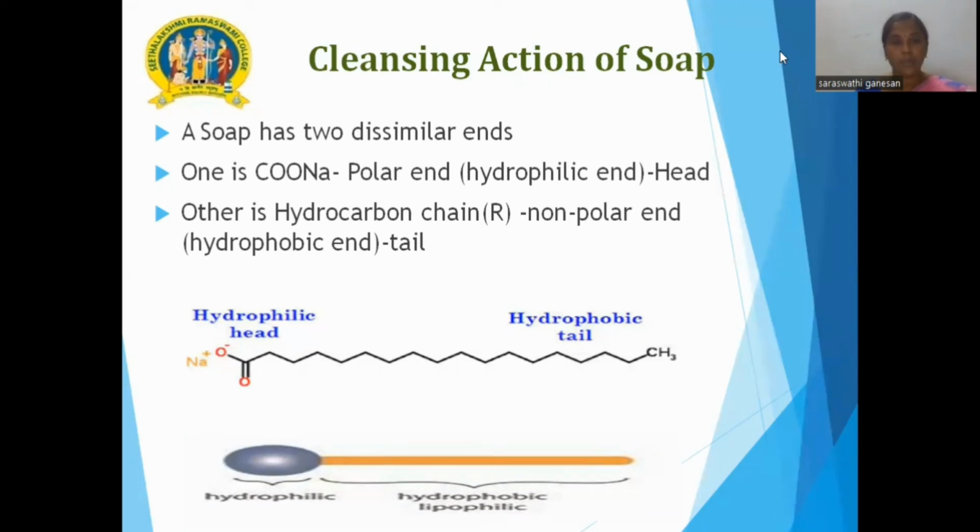Our dirt is non-polar in nature and it will not interact with the water, and it does not get removed if we simply wash it with water. Our soap, since it has two ends, both a polar end as well as a non-polar end, acts as a mediator between the dirt and the water and helps in the removal of the dirt.